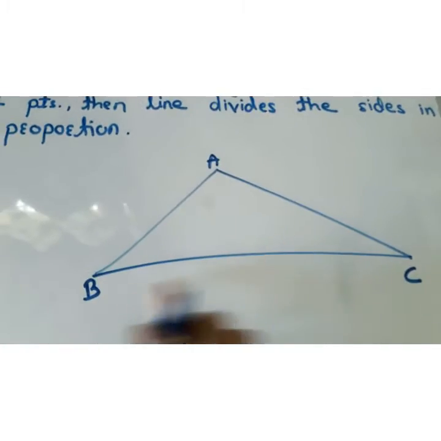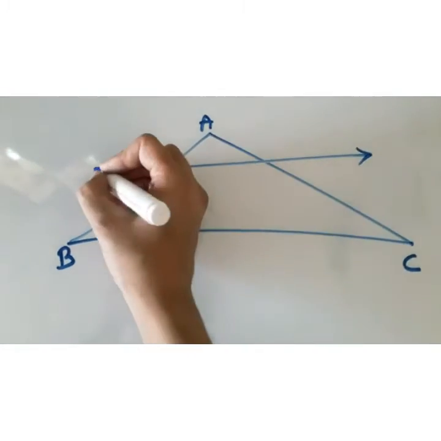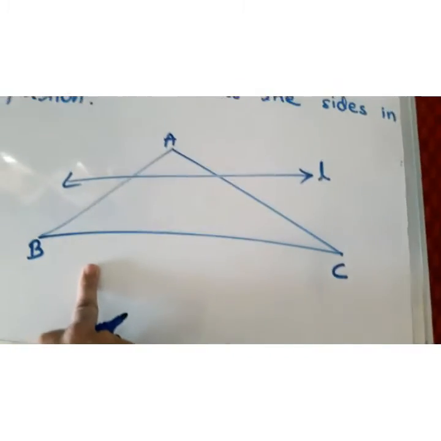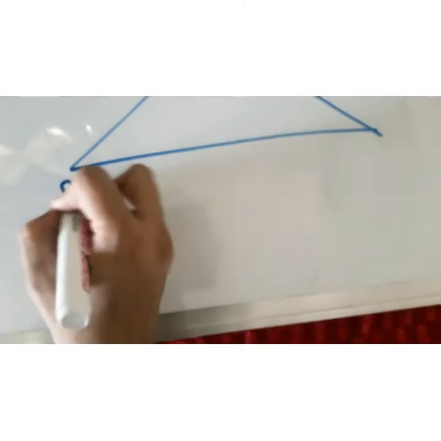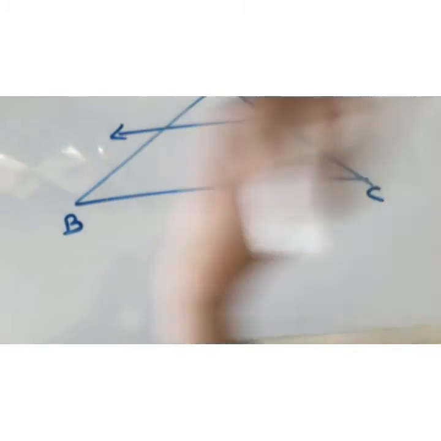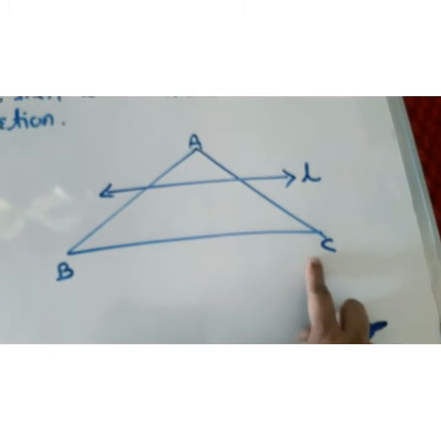Suppose I am taking parallel to side BC. Suppose this is line L and it is parallel. Okay, I think my line is not looking parallel, so let me draw it properly. This is ABC. And this is a parallel line. Okay, this line L is parallel to this side BC.